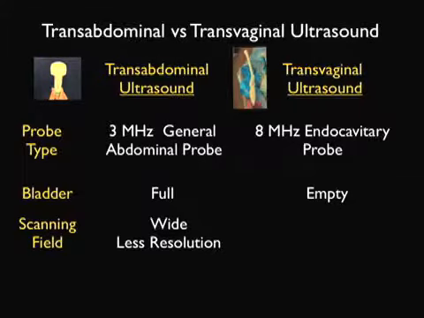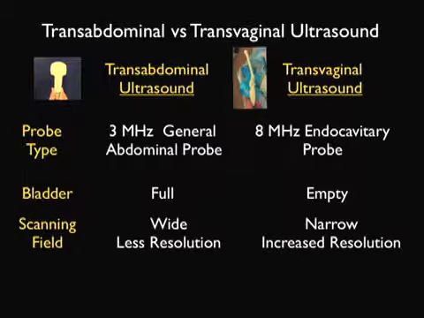In terms of the scanning field, on transabdominal sonography, we're going to have a wider scanning field with less general resolution. In comparison, on transvaginal ultrasound, we're going to have a narrow field of scanning, but we're going to have increased resolution. Thus, the two approaches are very much complementary, and we'll generally want to begin with the transabdominal approach to get that wider field of view before moving in to perform a transvaginal approach for more resolution on the case. In terms of pregnancies, we'll be able to see a gestation at a little later time during the pregnancy cycle with transabdominal approach versus a little earlier with transvaginal approach.